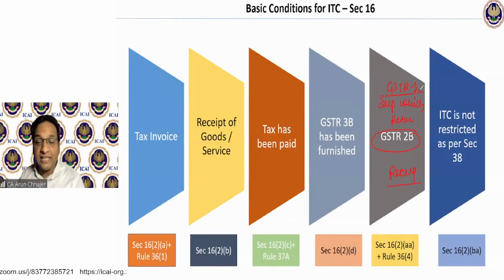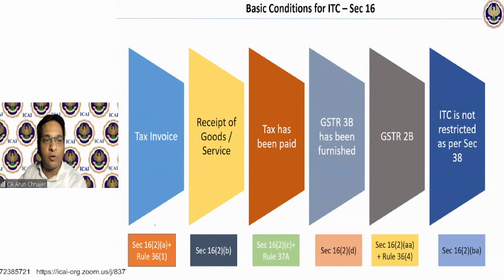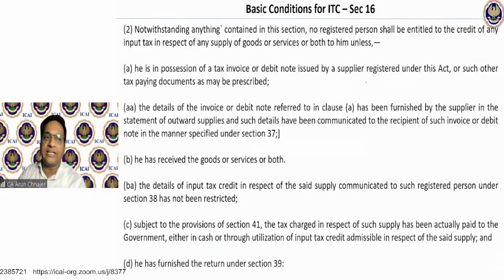Yes. So what is the condition now? This is the new condition which says that the supplier should file the statement of outward supply and the same should be communicated to the recipient. And in which form should it be communicated? Rule 36(4) talks about it being in GSTR 2B. ITC is not restricted as per section 38. This is the condition we will discuss. Now let me go through the conditions one by one in detail.